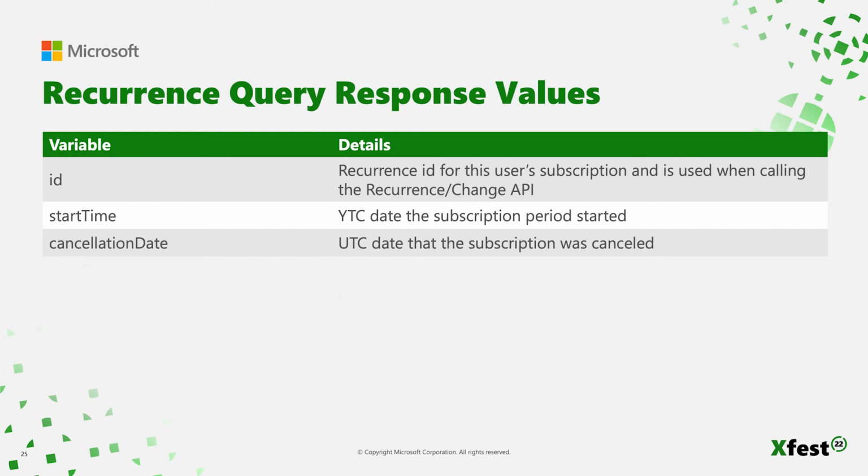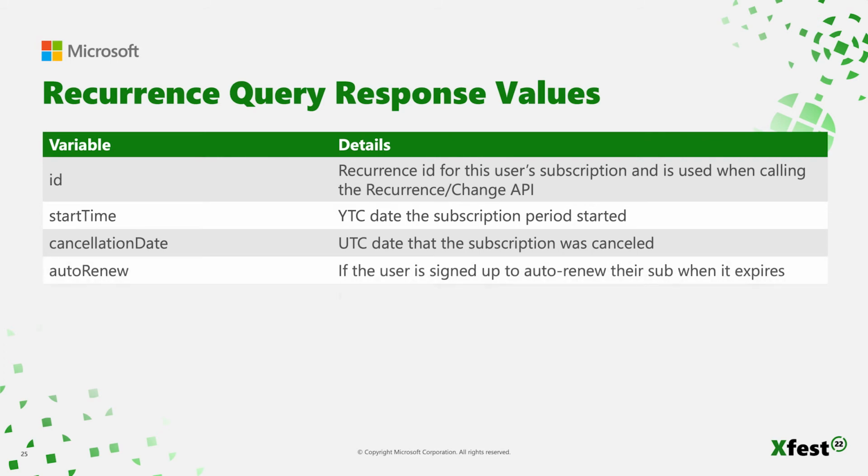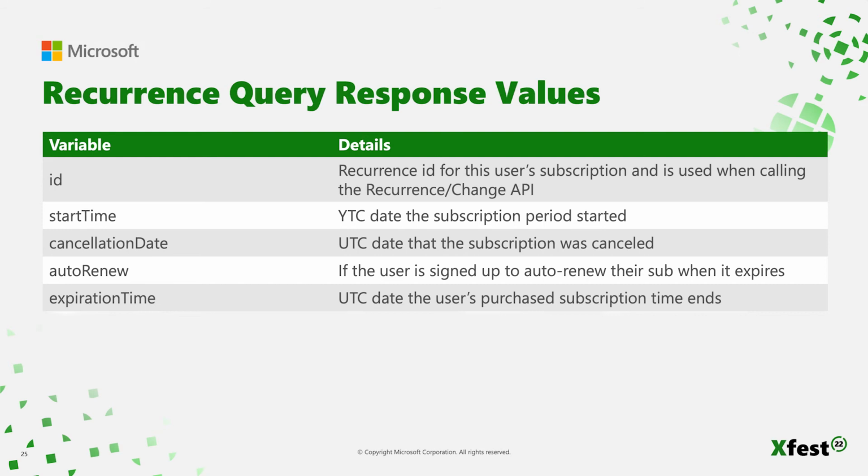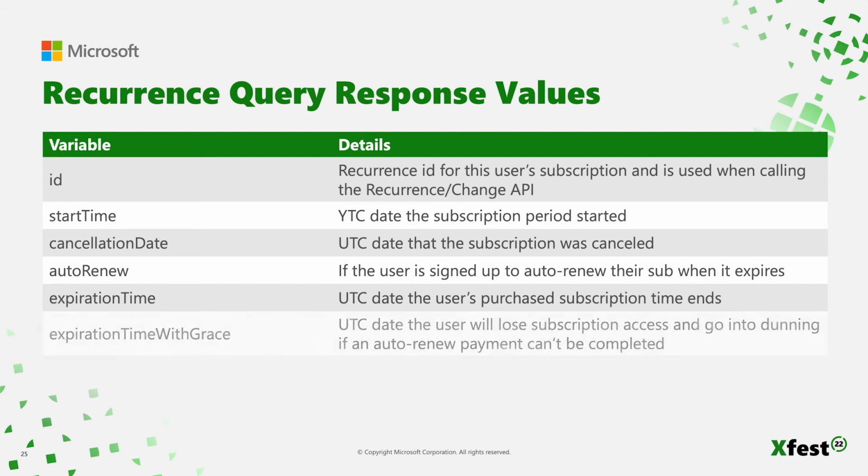We also have the start time of the subscription and cancellation date if this was previously canceled. Auto-renew designates if they have signed up for auto-renewing this subscription, and the auto-renew will take place on the expire date given their current payment instrument tied to their account. Expiration time is when the subscription ends and an auto-renew attempt would start. If the user is set up for auto-renew, but their payment does not go through, possibly because their credit card expired and they weren't aware, then it would go into a state which is known as the grace period.